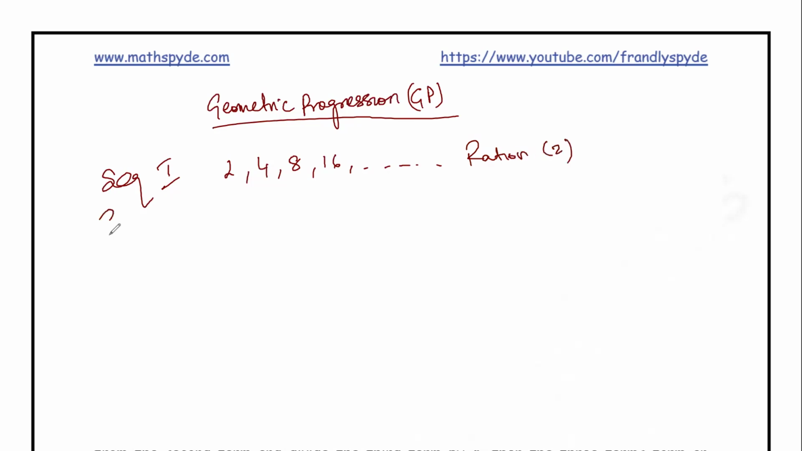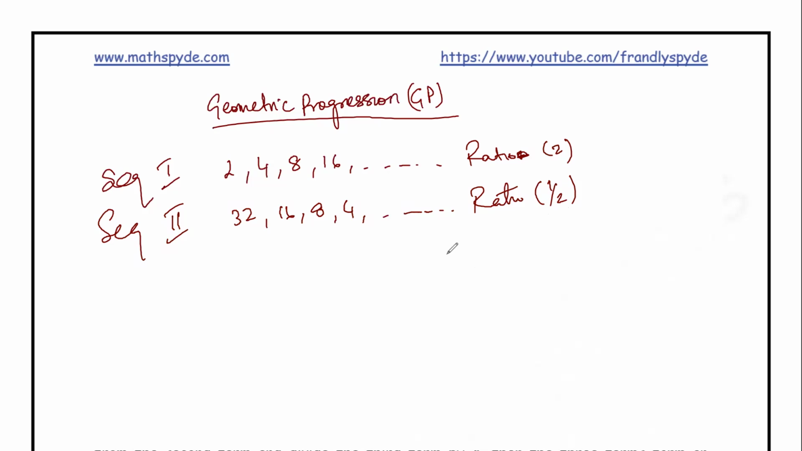Now suppose if it was like this, 32, 16, 8, 4, and so on, then out here the ratio would be half, because there's a constant multiplier of half. When I multiply 32 by half, I get 16. If I multiply 16 by half, I get 8. So the ratio out here is half.